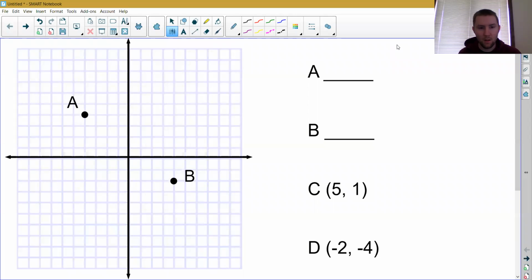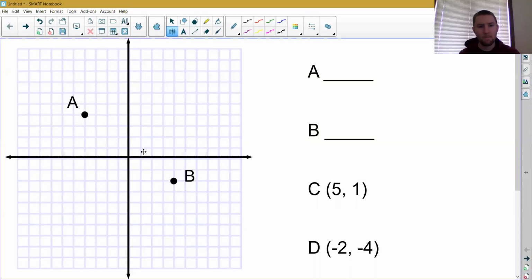Hello students, welcome to just a quick review video for you as we get ready to go into chapter 8. We're going to be doing a lot in chapter 8 with graphing and with ordered pairs and things like that. So we're going to just start with a real quick review of graphing ordered pairs and things to note about the coordinate plane.